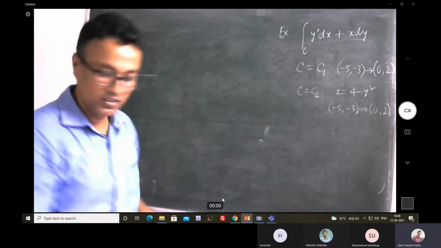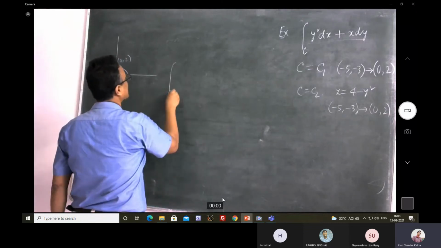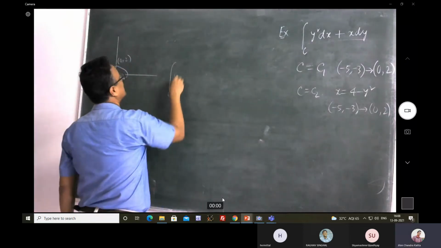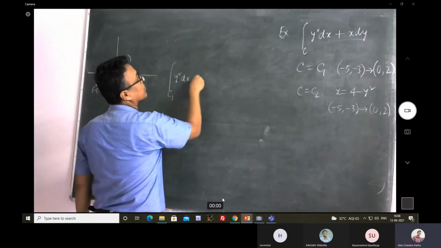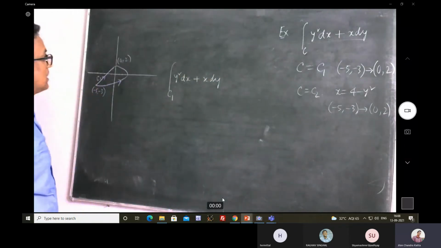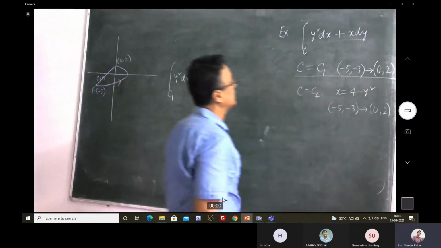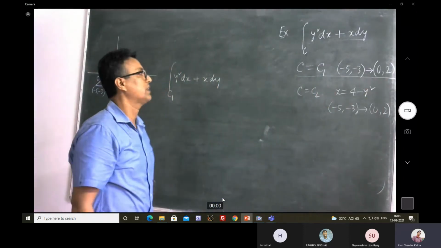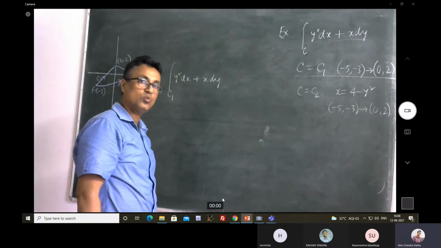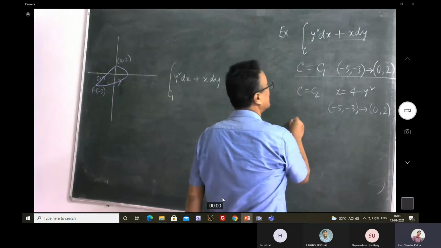Okay, fine. So let us consider the first one. So let us first consider C1, the integral of y squared dx plus x dy. Here, we are going to find the equation of the straight line passing through those 2 points.